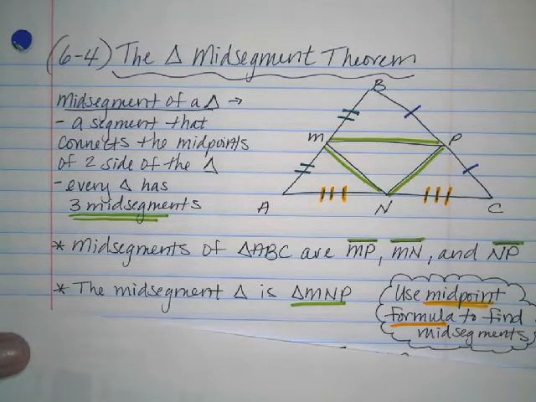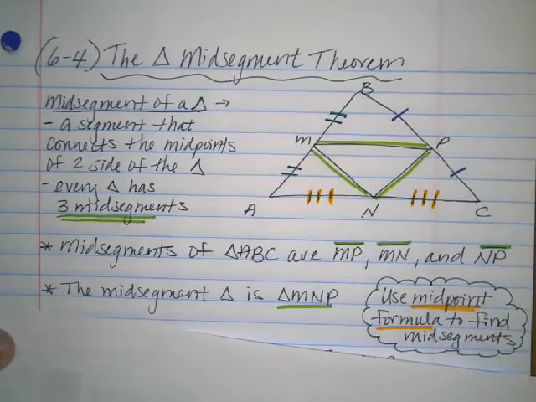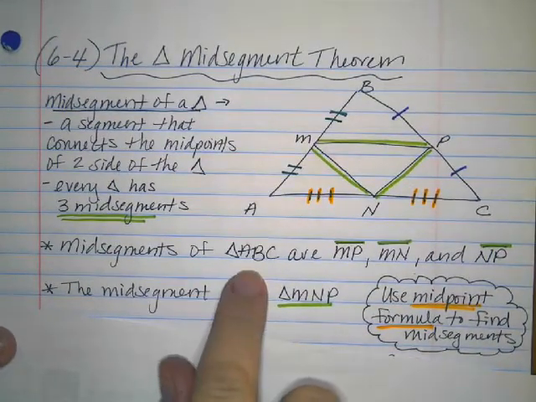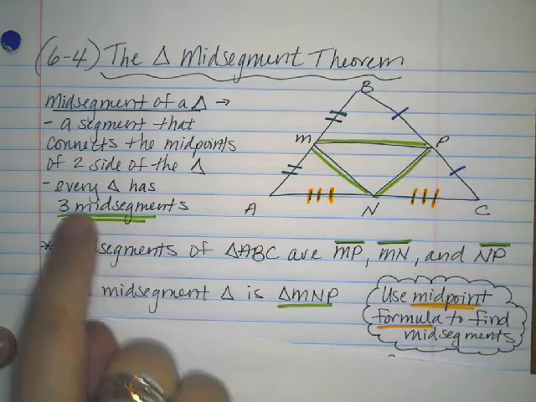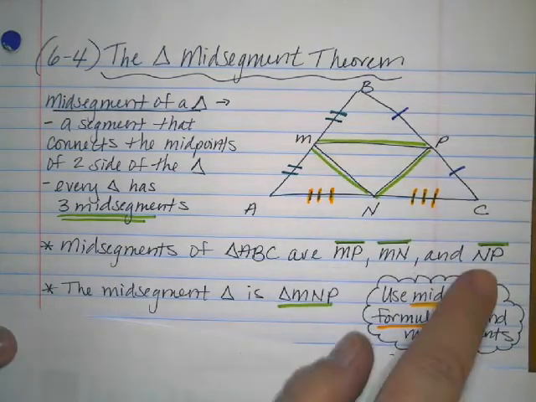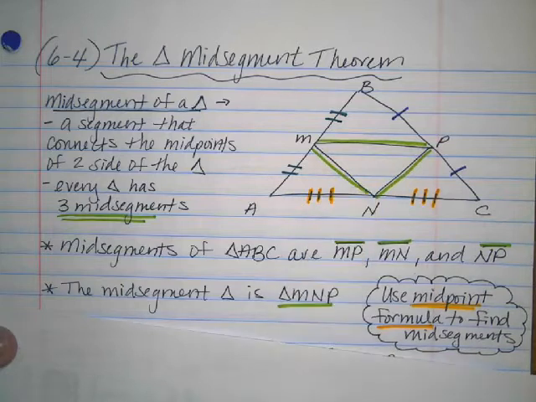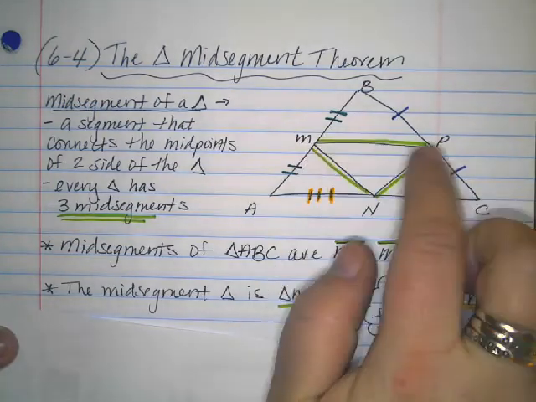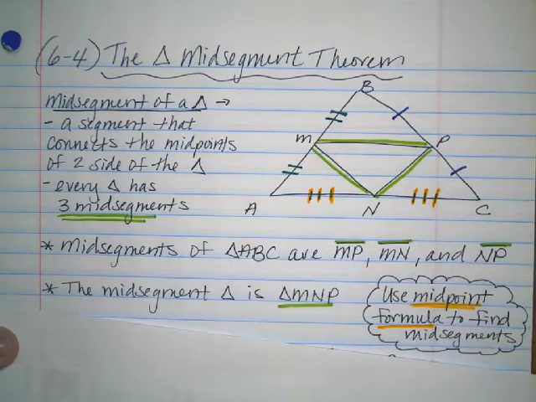There are a couple of things that are important about mid-segments. As we just stated, the three mid-segments of ABC are these. I put them in green to match my three mid-segments there. And the mid-segment triangle is created inside of here. These three together create another triangle, and it's called the mid-segment triangle.